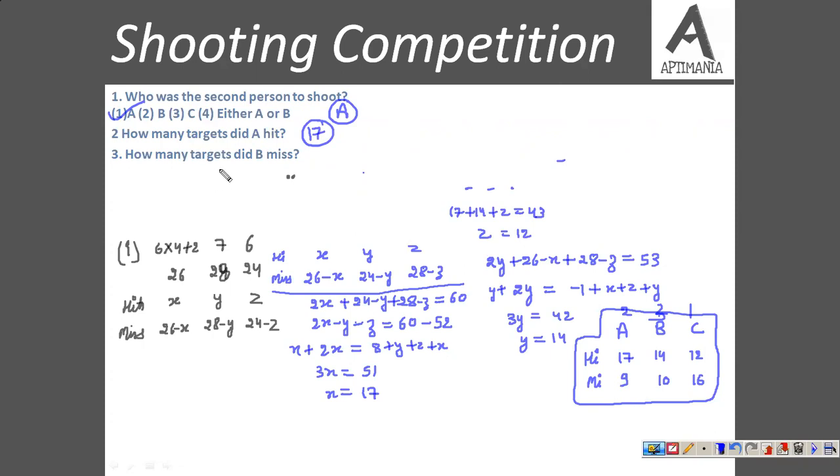And how many targets did B miss? So the number of targets missed by B is 10. So these are the respective answers to these questions.